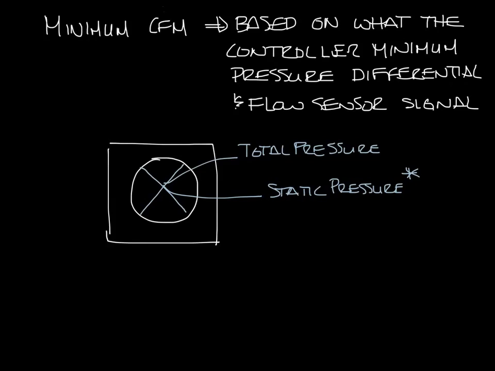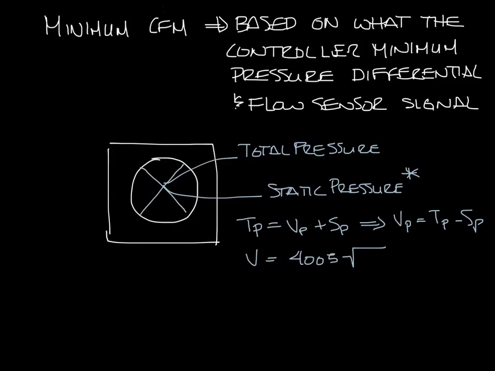I'll put a little asterisk here and come back to this in a minute, but the idea is that total pressure equals velocity pressure plus static pressure, or said another way, velocity pressure equals total pressure minus static pressure. So if you know your total pressure and your static pressure, you can calculate your velocity pressure. You can use that to calculate velocity, which is 4,005 times the square root of velocity pressure. And then you can use your velocity to calculate your CFM, which is velocity times area. Right? So you have velocity pressure, which gets you velocity, which gets you CFM.